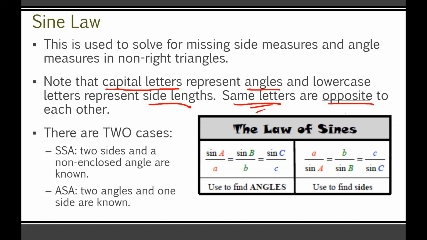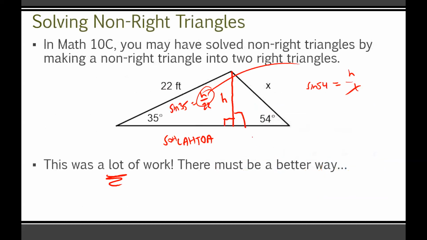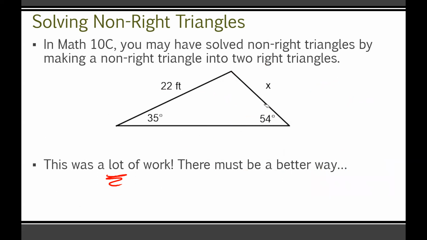So if I go back to this guy, I'm going to erase all my stuff that I put on here. We could have set this up to say that, okay, we know this side over here, it's a lowercase x, right? So lowercase x is the side length because lowercase letters are side lengths. That means this angle down here, even though we know it, we could have called that capital X. Maybe this side over here of 22 feet, that'd be a lowercase y. That means this angle over here is a capital Y.